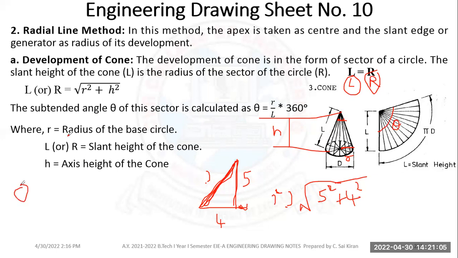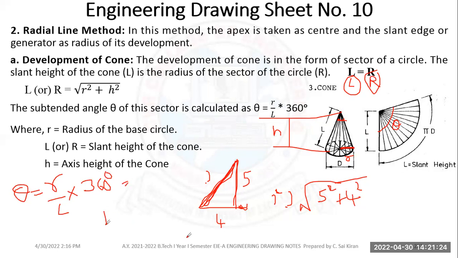So this theta is calculated as small r. This is my small r. Don't calculate the slant height. Small r divided by L and multiply by 360, because it is at an angle of 360. It has rotated completely 360 degrees. So you have to multiply by 360 degrees so that you will get the theta value.